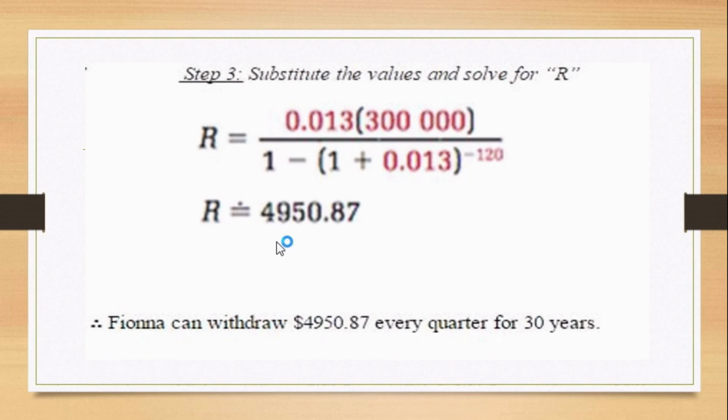We end up with the result 4950.87. Therefore, Fiona can withdraw $4950.87 every quarter for 30 years.